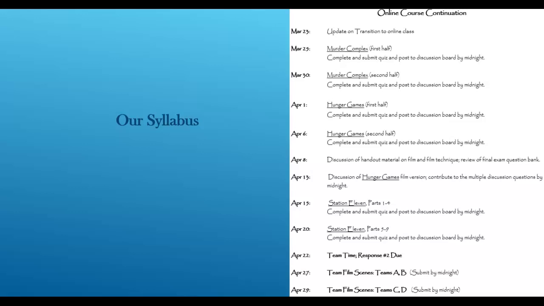Today is March 23rd, and I'm going to give you the update on the transition to the online class. And then our discussion and exploration of the murder complex will begin on Wednesday and extend until the next week, which is Monday, March the 30th, at which time we'll pick up the Hunger Games. And then after that, we'll check out the film version of the Hunger Games. And I've got some material I want to cover with you about film and film technique, review of the final exam question bank, those kinds of things. On April 13th, we'll discuss the Hunger Games film version. You're going to need to get access to the film on your own. That shouldn't be too hard.